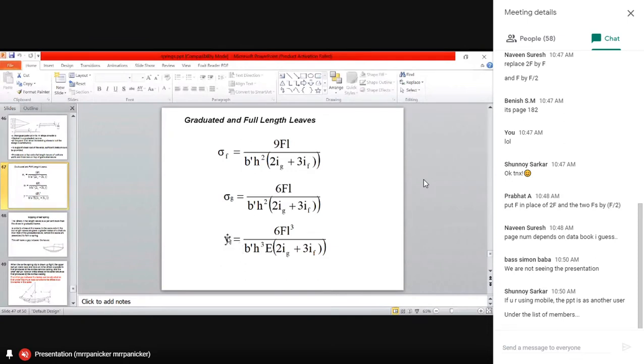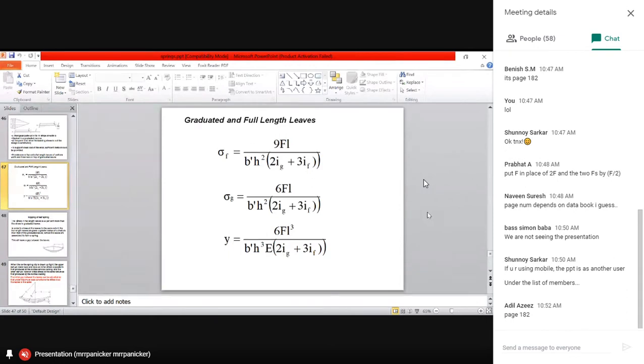Y is the deflection. That is 6 FL cube divided by B dash H cube E into (2 IG plus 3 IF). There is one more typing error in this. That is page 181. You can have FG, that I will give the details later. Okay. So these are the analysis part.